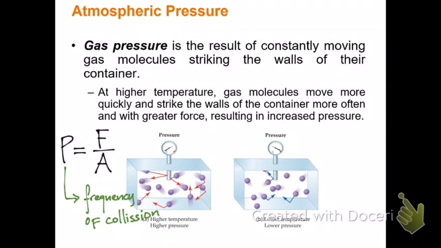So you might want to remember this for this chapter. Pressure is basically frequency of collision. The higher the frequency of collision, the higher the pressure, and vice versa. So when you look at temperature, the higher the temperature, the gas molecules would move a lot faster. They have higher kinetic energy, and so they would strike the walls more frequently. And because of that, they have higher frequency of collision, therefore higher pressure.